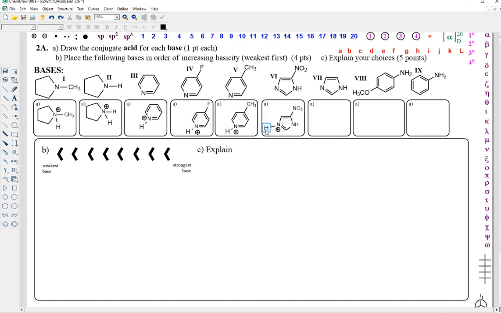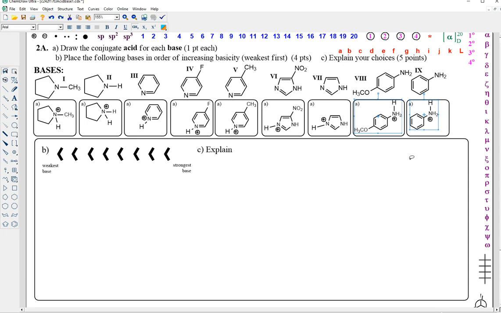Why did I choose to put the H on the imidazole on this nitrogen? The reason is this nitrogen has a lone pair which is being used for aromaticity. You will lose aromaticity if you put a proton there. Similarly for this imidazole. The last two molecules are aniline derivatives. This is a methoxyaniline, and the last one is just an anilinium.